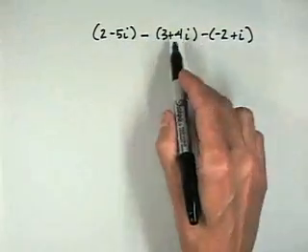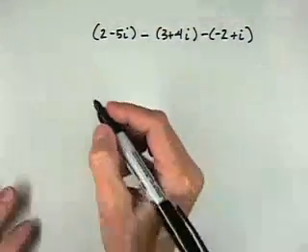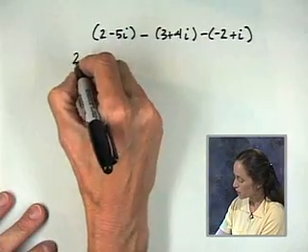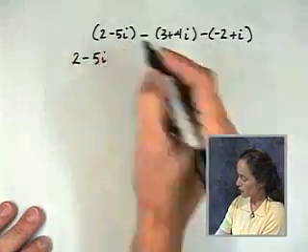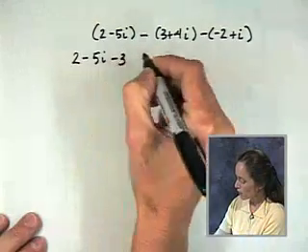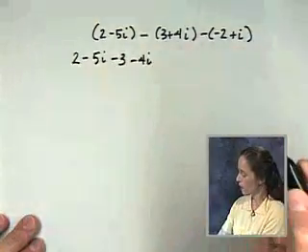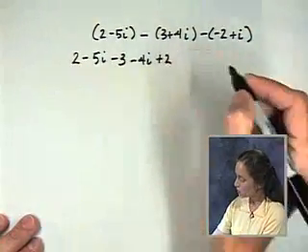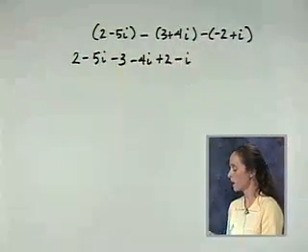Well, the first thing that we need to do to work this problem is to distribute the subtraction symbols through each of the complex numbers. Let's rewrite the problem as we do that. We'll have 2 minus 5i, minus (3 minus 4i), and then plus (2 minus i).